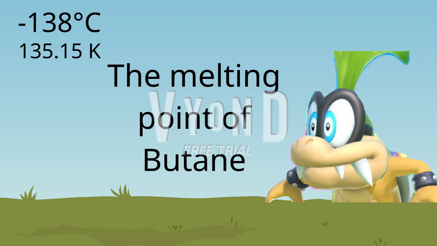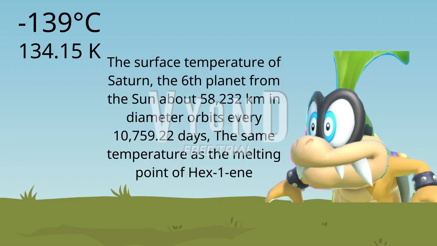The melting point of butane, a compound containing 4 carbon and 8 hydrogen atoms, is minus 138 degrees Celsius, or 135.15 Kelvin. The surface temperature of Saturn, the sixth planet from the Sun, about 58,232 kilometers in diameter, orbits every 10,759.22 days, is minus 139 degrees Celsius, or 134.15 Kelvin. The same temperature as the melting point of Hex-1n, a compound containing 6 carbon and 12 hydrogen atoms.